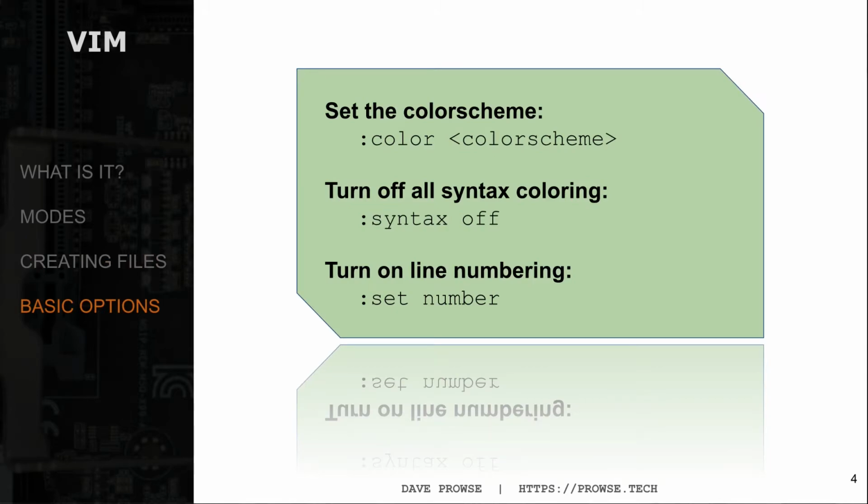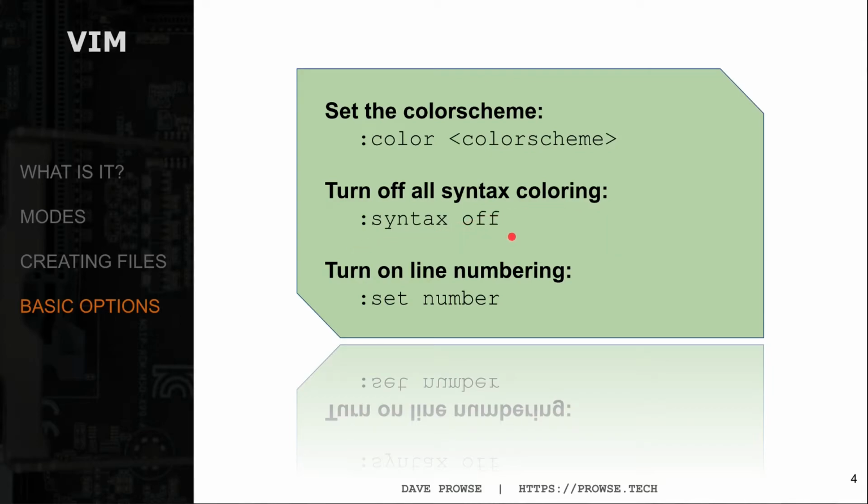All right, let's show just a couple basic options that you can do when you're in command mode. And so I've got a couple here. You can set what color scheme you want to use with :color and the name of the color scheme. There's lots of color schemes that you can work with that are built into Vim, and we'll show a couple of those. Or you can turn off syntax coloring altogether with this command, :syntax off.